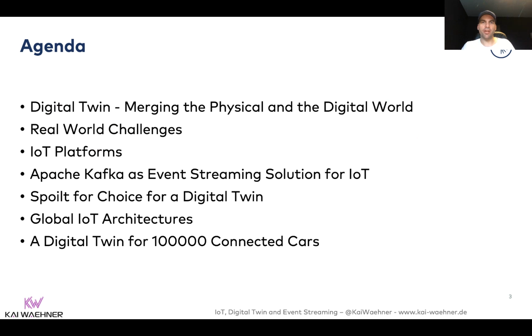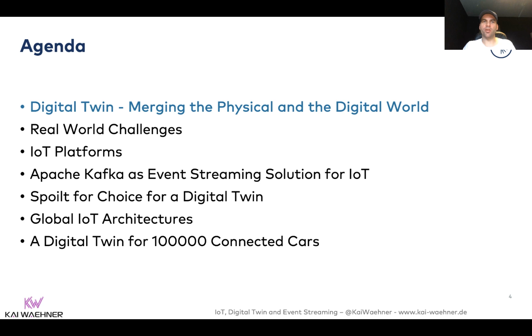Therefore, let's take a look at the agenda. First, I will cover the details about what a digital twin is, what are the use cases, and then I will talk about the challenges to implement this. Then I will discuss different IoT platforms and how Kafka fits in here as event streaming solution. Then I will discuss different architectures because you have so many components as an option in IoT, also for edge, for hybrid, for global, and how to combine Kafka with other technologies. And finally, I will talk about one example about building a digital twin for a connected car infrastructure so that you see one specific example.